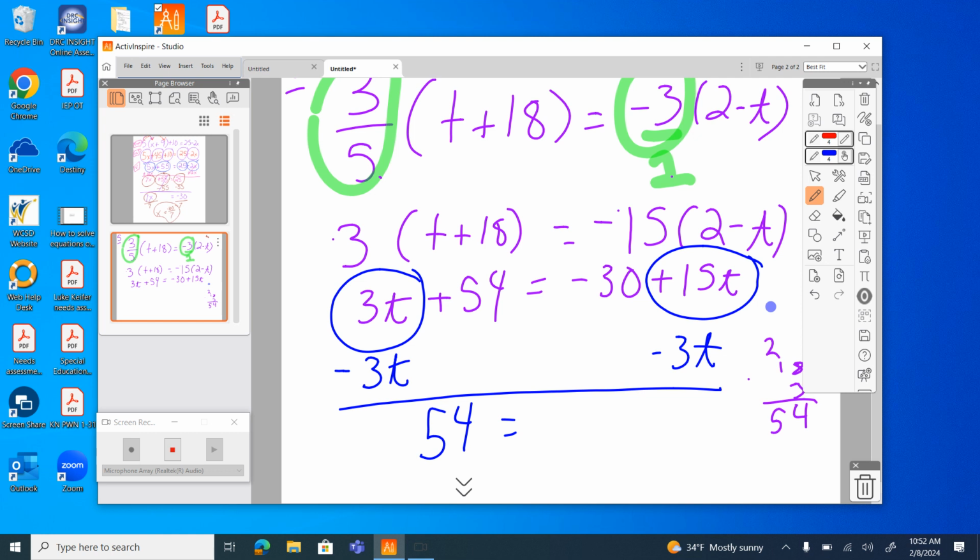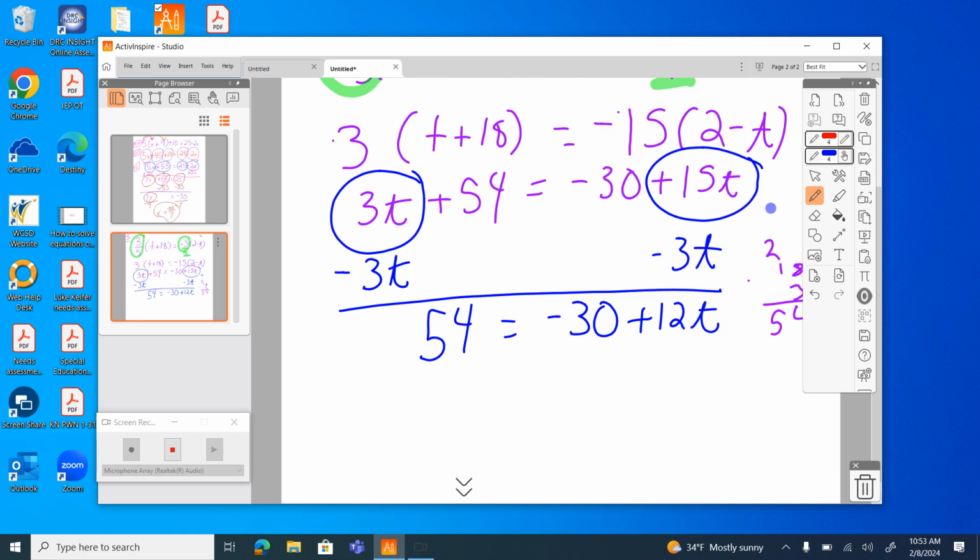What is 15t minus 3t? 12t. Now we're at 7th grade math. I have a 2-step equation. Now, here's the tricky part. Where is my addition or subtraction? On the 30. Awesome. And how do we get rid of minus 30? Add 30. What's 54 plus 30? 84.